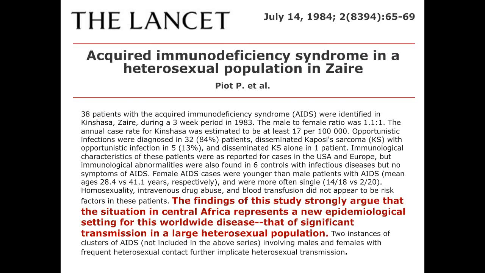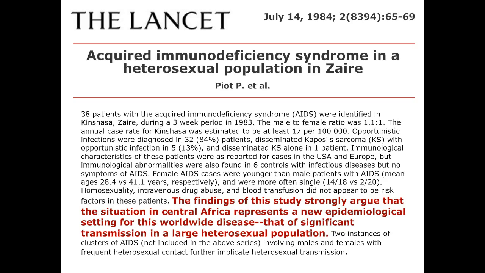In 1983, it was also discovered, and this was a big surprise, that HIV was also present in Central Africa and was in fact killing scores of people there. This was realized in 1983. It was published in 1984 in The Lancet by the Belgian Peter Piot, who for the first time had a study that strongly argued that the situation in Central Africa represented a new epidemiological setting for this worldwide disease, that of significant transmission in a large heterosexual population.